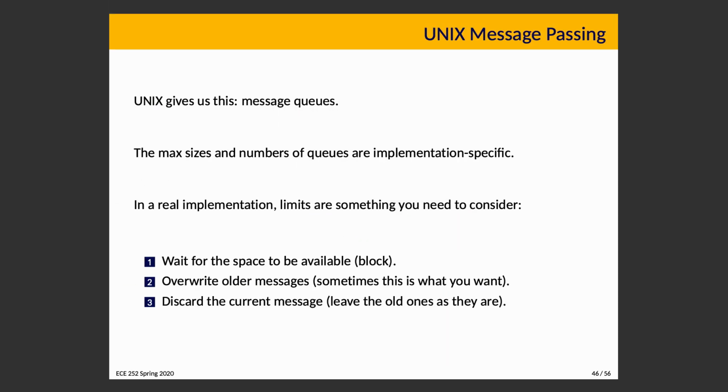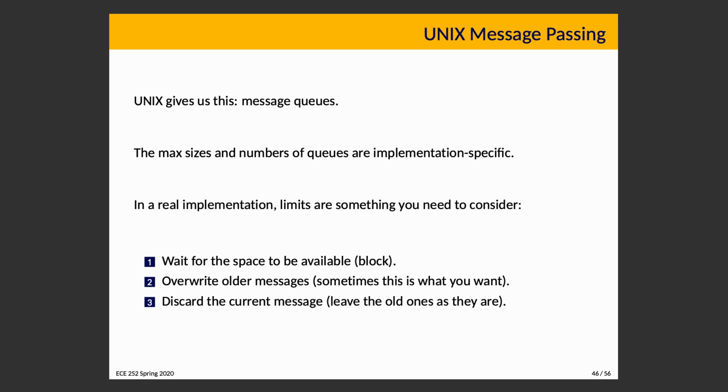And Unix gives you that, and the Unix term for this is a message queue. The total number of queues that are available and the maximum number of messages, as well as the maximum size of each message, are all implementation specific. That is, depending on what operating system you're using and how it's configured, those numbers will vary. I wish I could give you an exact number and say, oh, it's typically this or it's usually that. There are no good numbers you can rely on. So you have to consider the possibility of limitations.